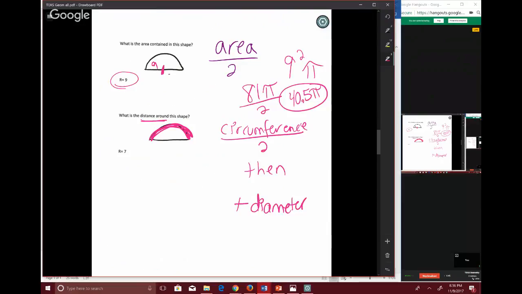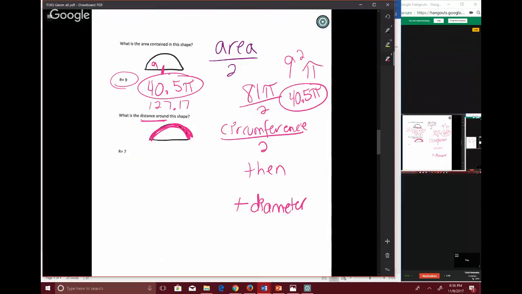I could answer that with pi in it, potentially. Depends on the format of the answers. Or, once again, I could take that and actually multiply it by pi, and that would give me 127.17.